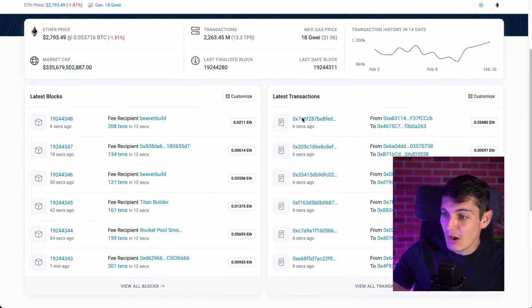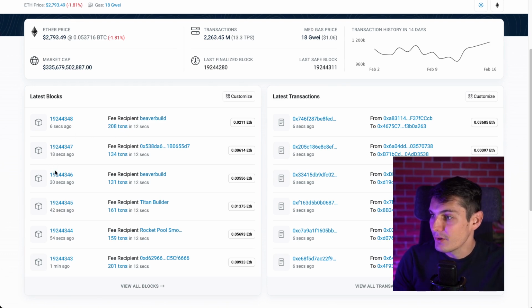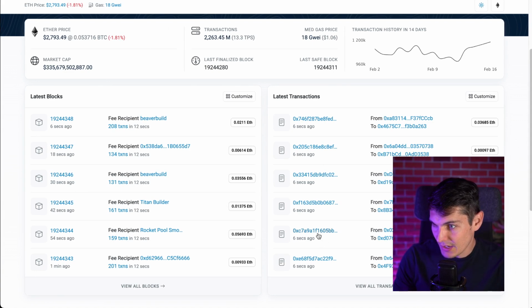For example, here on the right panel, I can see all the latest transactions. On the left panel, all the latest blocks. Yes, because a block is made of X number of transactions. It's usually between 100 and 200 for the Ethereum blockchain. And those blocks at this time happen every 10 seconds on average. That's why it's a blockchain. And in the blockchain, we get all those transactions in each block.